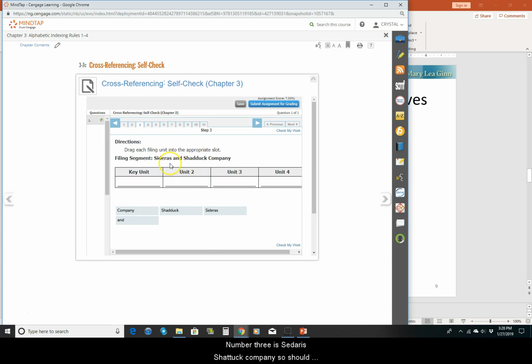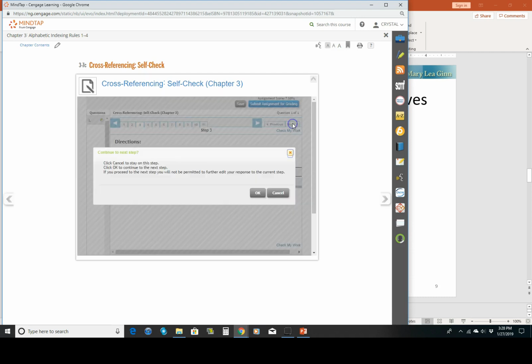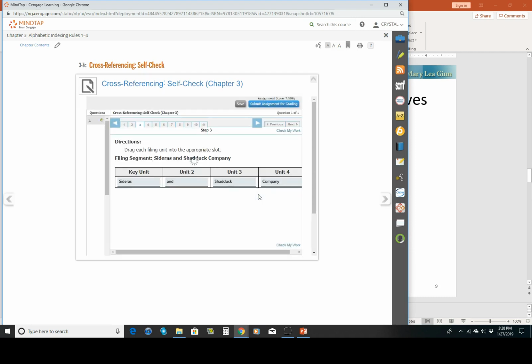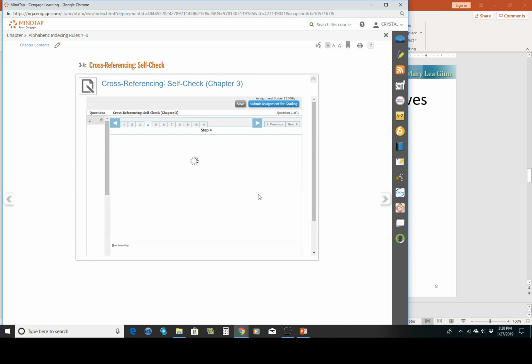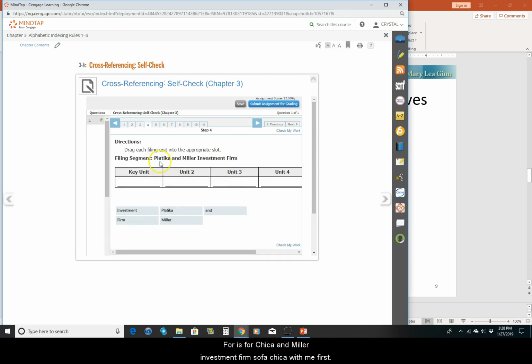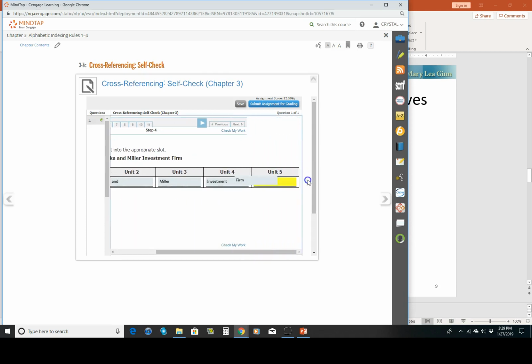Number 3 is Sedaris and Shattuck Company. So Sedaris is going to be first, and would be second, Shattuck would be third, and Company would be fourth. Number 4 is Platica and Miller Investment Firm. So Platica would be first, and Miller, Investment, and I move over enough to see the next one, Firm.